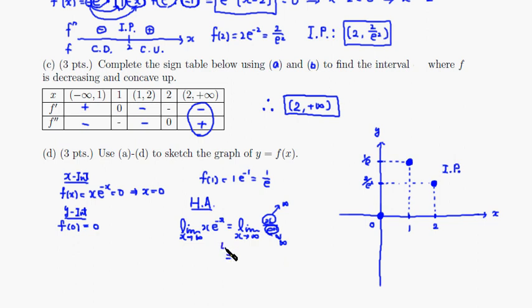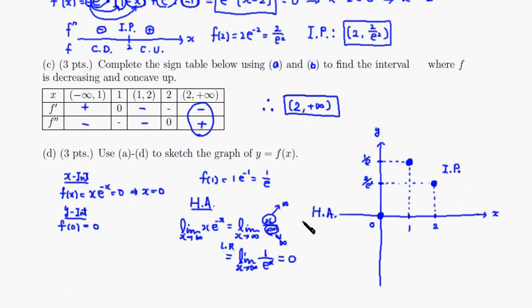So with L'Hopital's rule, you have the limit as x approaches infinity of the derivative of x, which is 1, over the derivative of e to the x, which is e to the x. As x approaches infinity, e to the x goes to infinity, and 1 divided by a big number approaches 0. So y equals 0, which is the x-axis, is the horizontal asymptote. So the horizontal asymptote is right here.